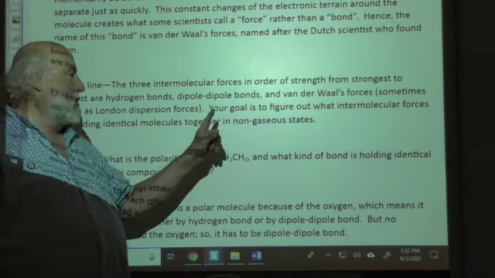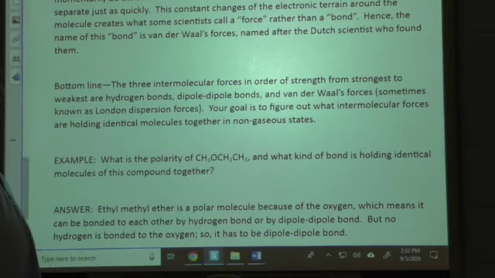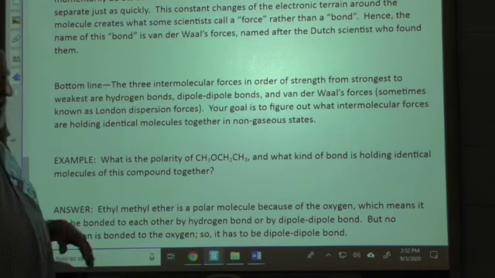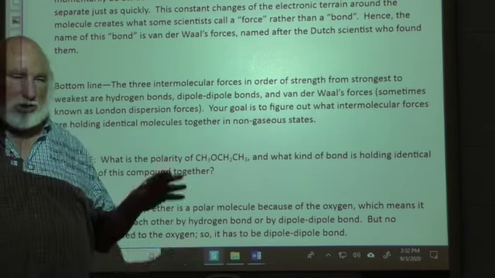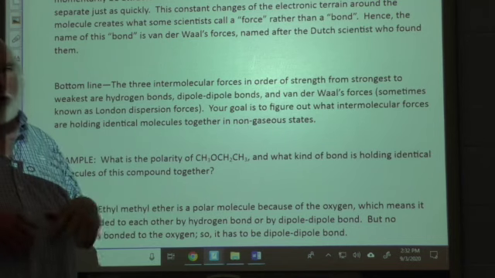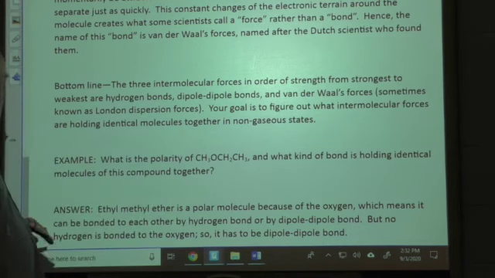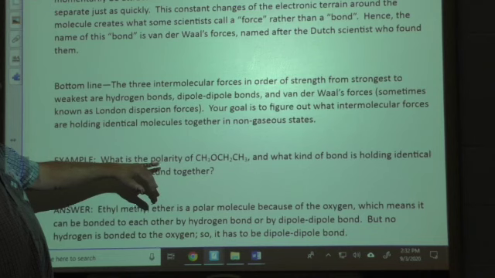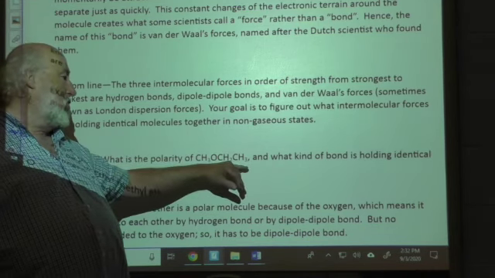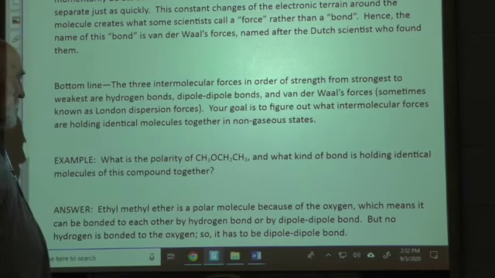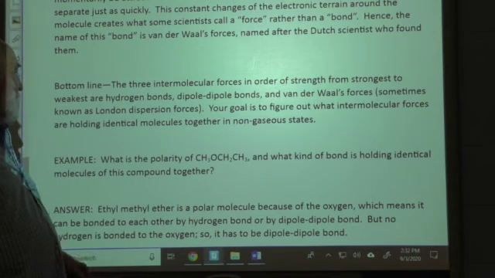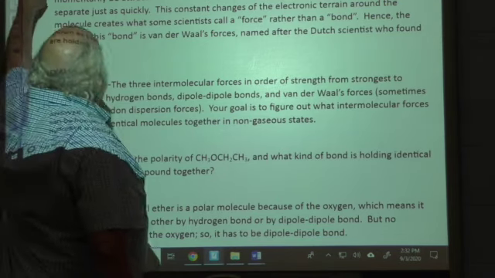Your goal is to figure out what intermolecular forces are holding identical molecules together in non-gaseous states. Now, gases won't bond together. These are all liquids and solids. Example: what is the polarity of CH3OCH2CH3, and what kind of bond is holding the identical molecules of this compound together?